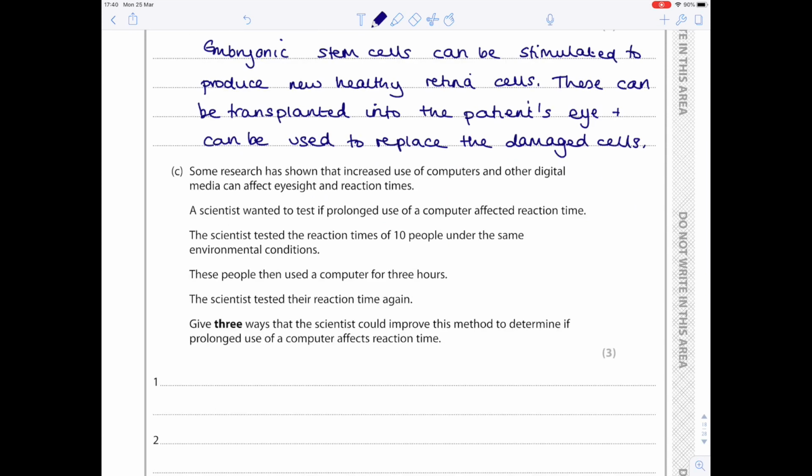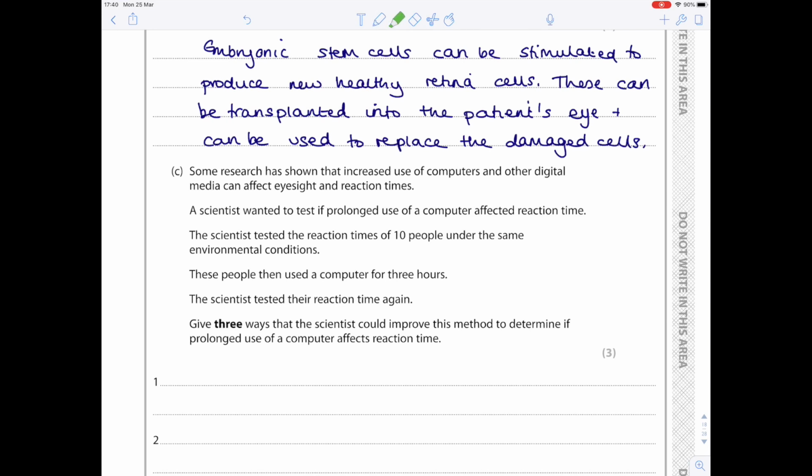C. Some research has shown that increased use of computers and other digital media can affect eyesight and reaction times. The scientists wanted to test if prolonged use of a computer affected reaction time. The scientists tested the reaction times of 10 people under the same environmental conditions. These people then used a computer for 3 hours. The scientists tested their reaction time again. Give 3 ways that the scientists could improve this method to determine if prolonged use of computer affects reaction time.